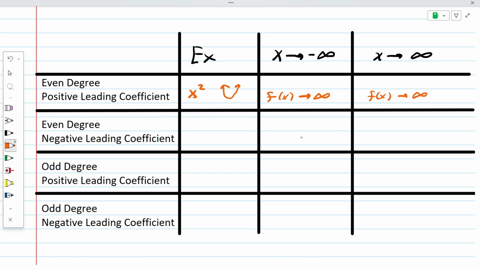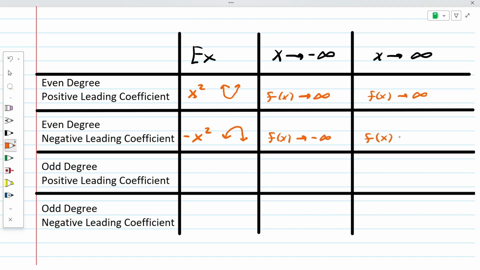So when we have an even degree, the end behavior is the same for negative and positive infinity. Now let's look at an even degree with a negative leading coefficient. A simple example of this would be negative x squared. Now it flips the parabola over. So now if you're going to negative or positive infinity, the function is going to negative infinity. So in both of these cases, f of x is going to negative infinity.